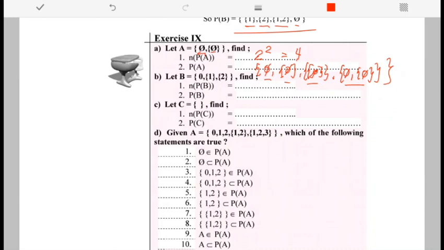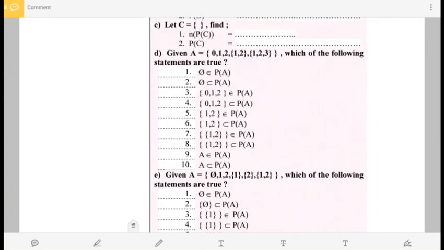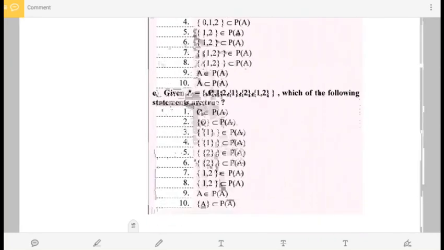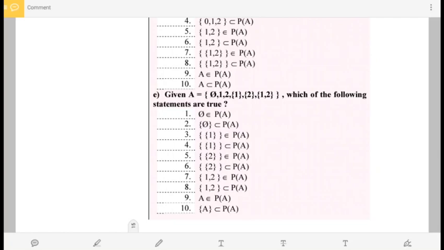Okay, now for letter D, just simply do the same thing. Element, subset. So if you know this thing, it's easy. Okay, I don't have to explain it. Okay, the same. Just find the techniques with this. Okay, guys. Everything is connected. If you know how to find the subset, you can find what is superset. And if you know how to find subset, you can also find the power set.